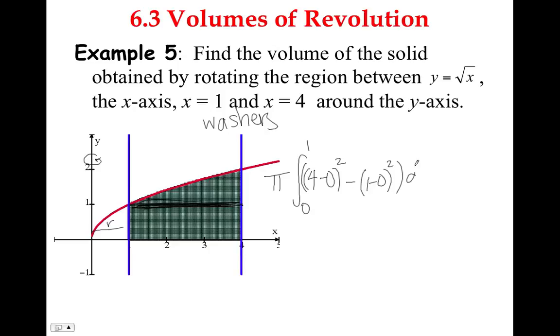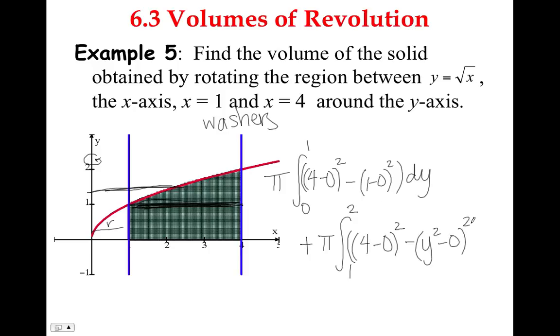dy, plus pi times the integral from 1 to, I'm hoping that's 2, of my big radius, which is still (4 minus 0) squared, minus my little radius, where the gap is much bigger here. It's the distance between here and here, which is (y squared minus 0) squared.